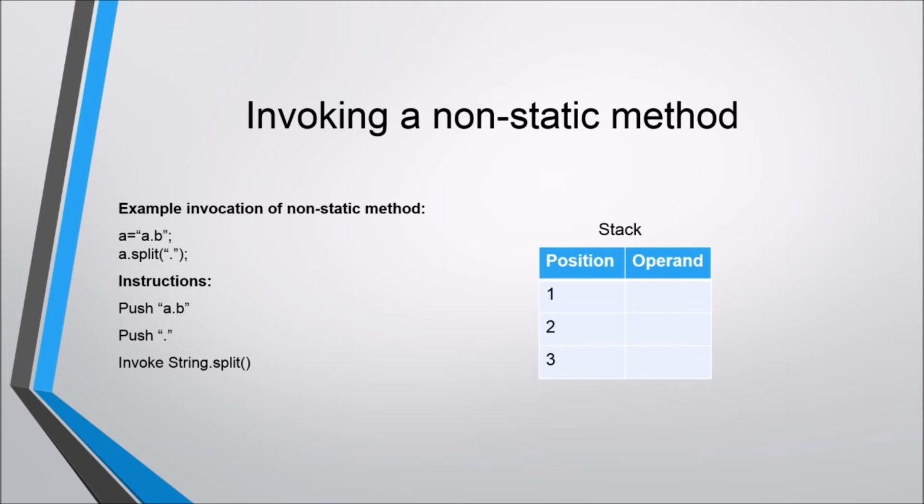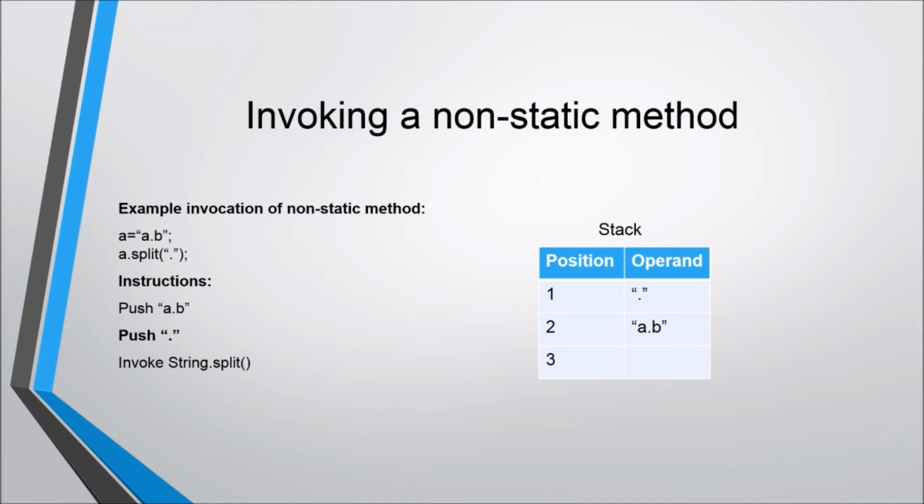I've left out the local variable table. However, if we did have it here, it would only store the a.b to the local variable table, not the dot. So firstly, we'd push a.b to the stack. Now, if we had the local variable table, it would store that a.b there, and then we'd need to load it again. Now we're going to push the dot to the stack.